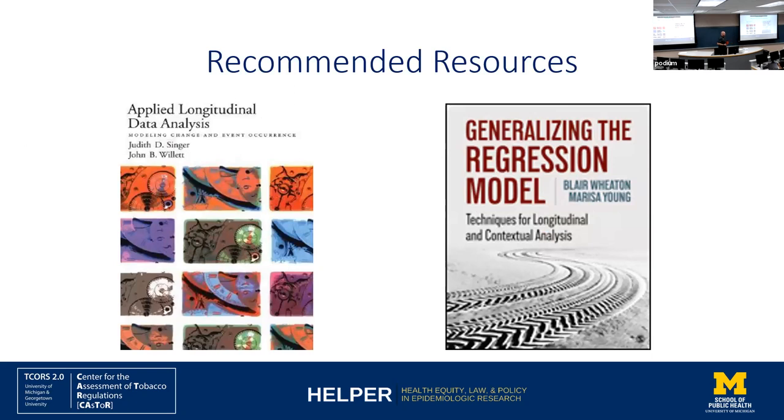Before I start, a couple of recommended resources I do have. I think everybody has access to the slides. At the end, there are more references. But I really like these two books. The Singer and Willett book is a book that I kind of taught myself how to do some of the survival models from as a graduate student. I think it's an excellent resource. It's written in a very accessible way. They have a really good accompanying website with Stata code, R code, and SAS code, which I think is really useful. And it's written in a way that's meant to be accessible. So if you want something that's well-written, I highly recommend that.